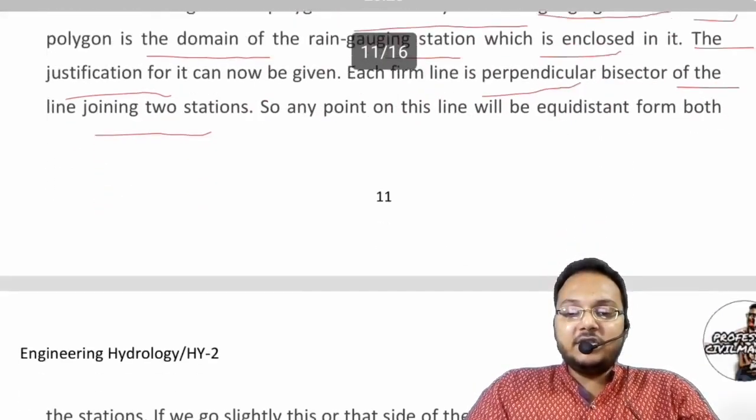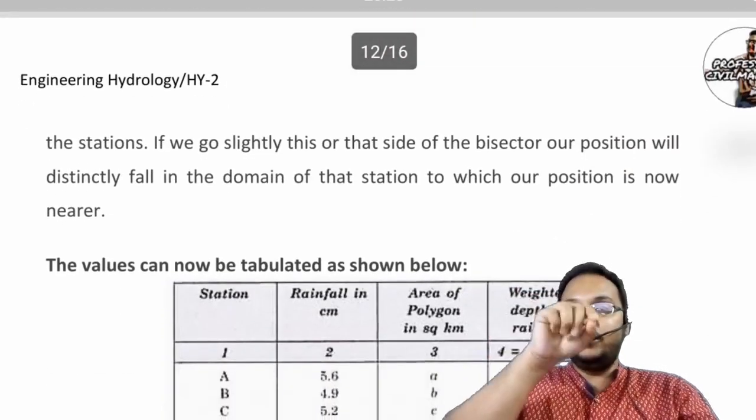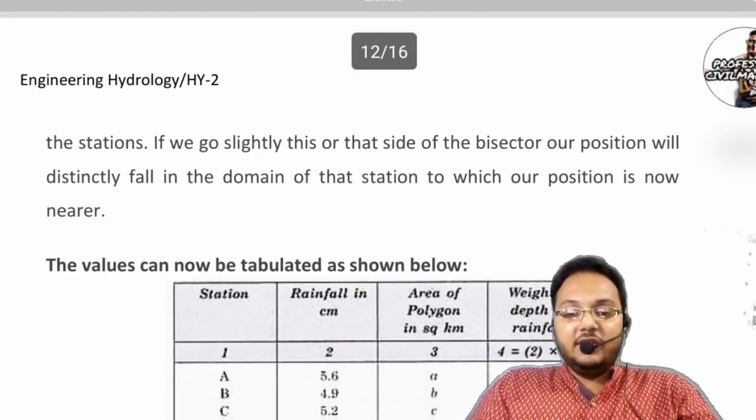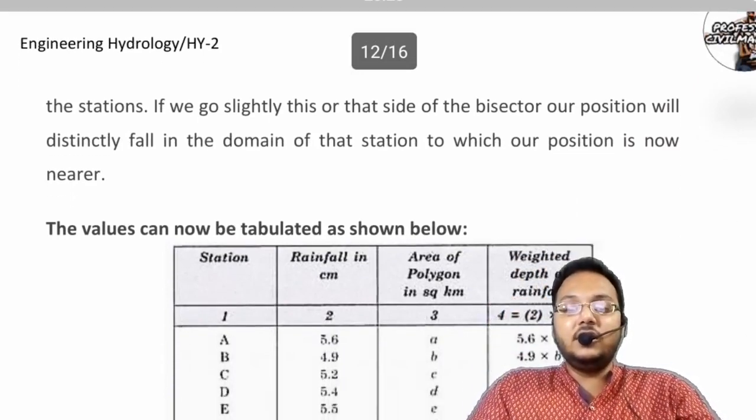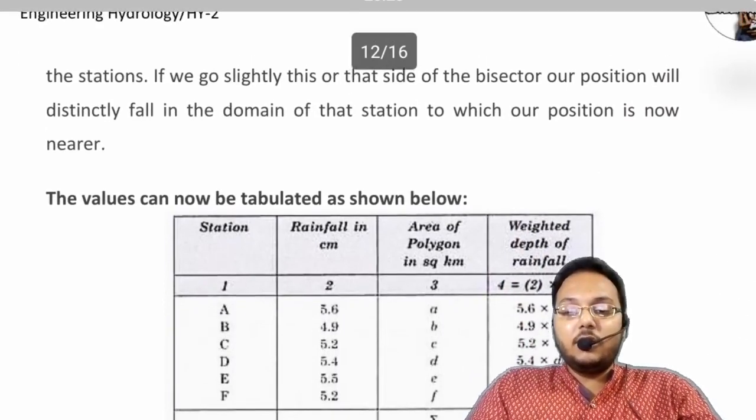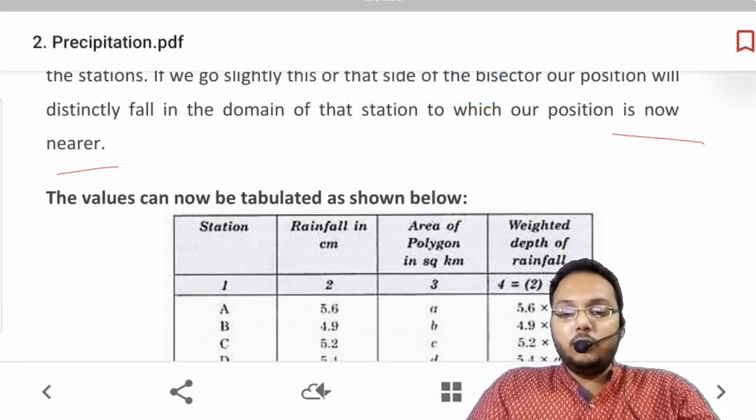So any point on the line will be equidistant from both the stations, and if we go slightly to this or that side of the bisector, our position will distinctly fall in the domain of the station to which our position is nearer. Okay, so that's much more of the theory.